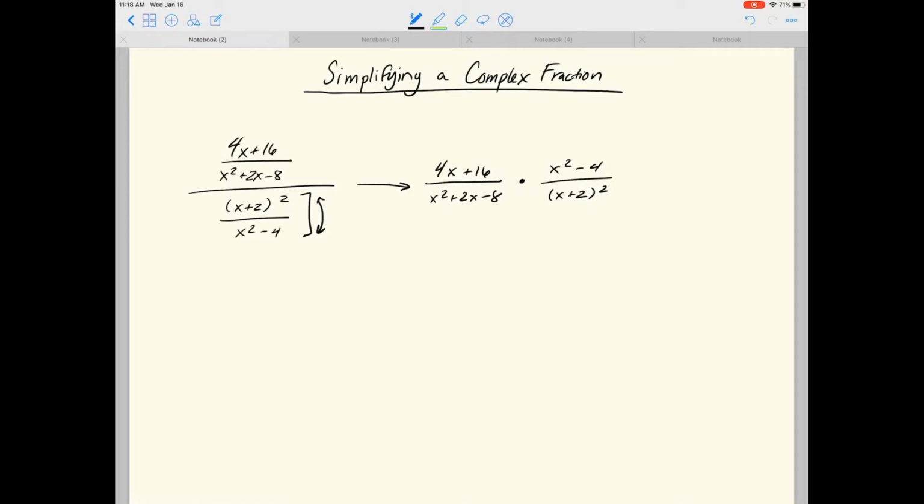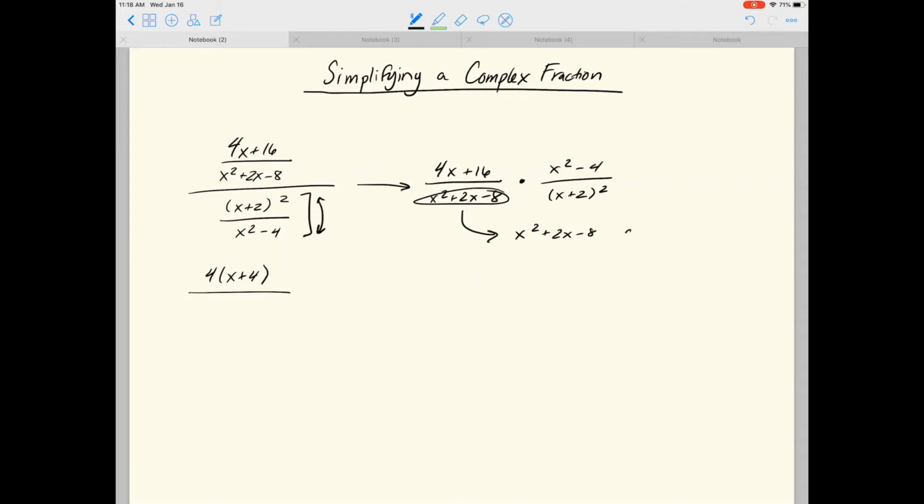So if I look at 4x plus 16, I can take a 4 out of both of those terms, so I'll be left with 4 times x plus 4. And on the bottom half, x squared plus 2x minus 8, we can factor that. So I'm going to rewrite this over here real quick just so it's a little bit neater.